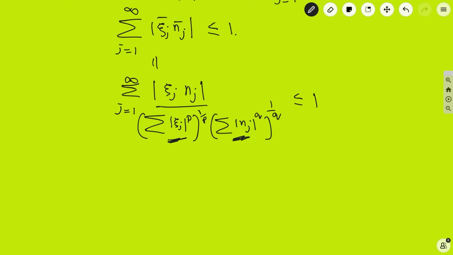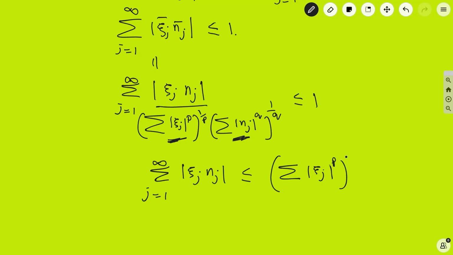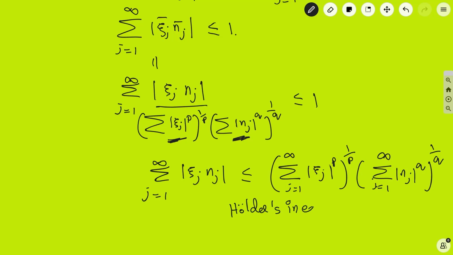You can actually pull that out. So the summation from j equals 1 to infinity of this term is bounded above by, well, these two are just numbers, so I'm just going to take them to the right hand side. So you have this to the power 1 by p, summation of eta j to the power q to the power 1 by q. Well, there you have it. That's Holder's inequality. Well, amazing. That's Holder's inequality. That's pretty interesting.